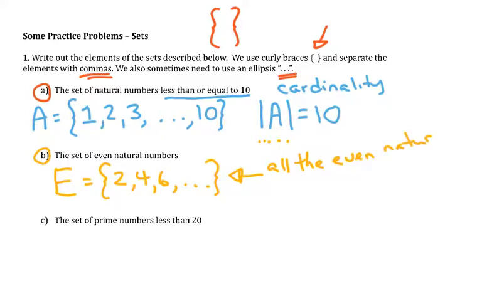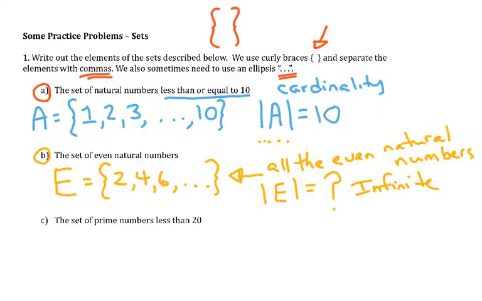Well, what if I ask you for the cardinality of this set? What is the cardinality of E? Well, we don't really know yet. It's infinite. We can say that, but we can't count them. And this is the main idea in Chapter 3. We're going to learn ways to describe infinite sets.